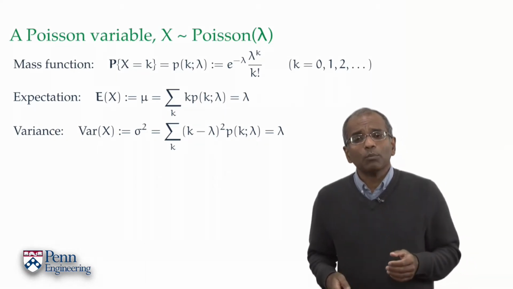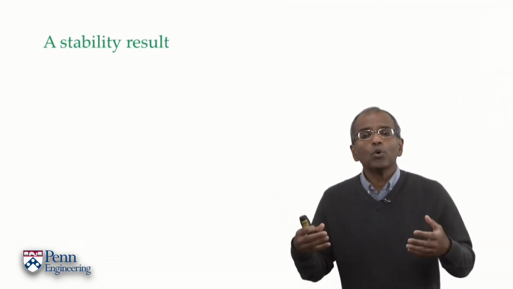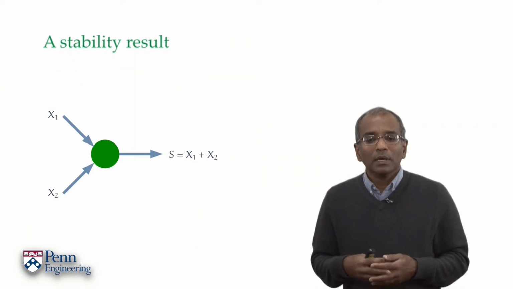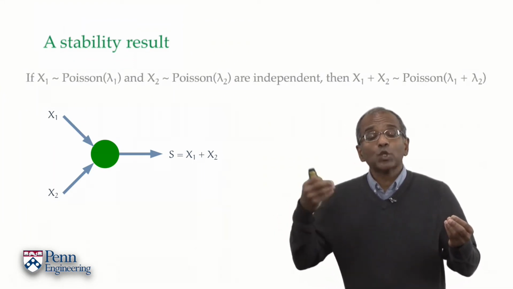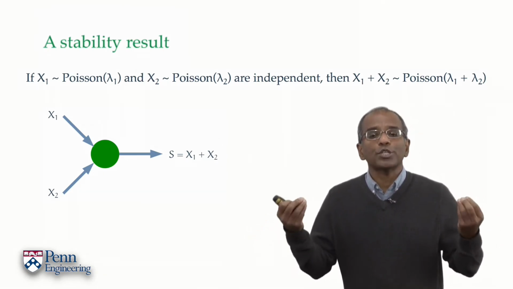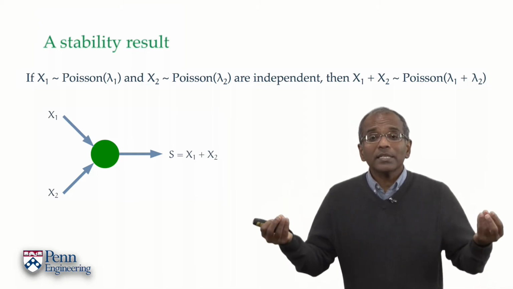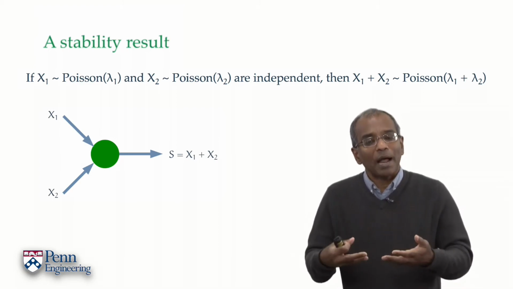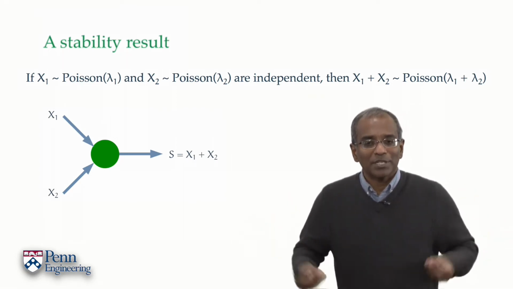The listener who has been a little more adventurous and has tackled the dangerous bend segments will have seen that some elegant properties emerged from this basic characterization. So, one, a stability result that arose out of considerations of merging of independent traffic streams. The key result says that if x1 is a Poisson variable and x2 is another Poisson variable and they constitute independent trials, then the sum obtained by merging the two is a new Poisson variable and its parameter is the sum of the two individual parameters.